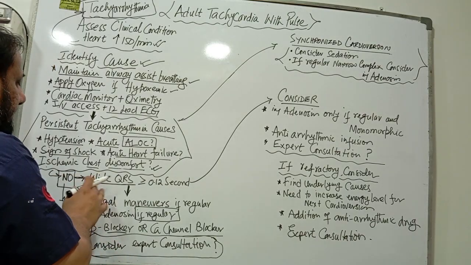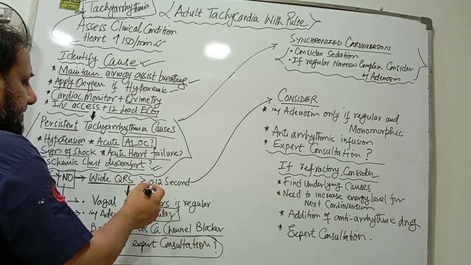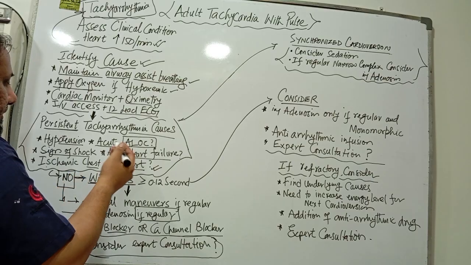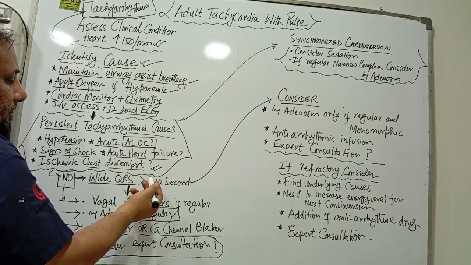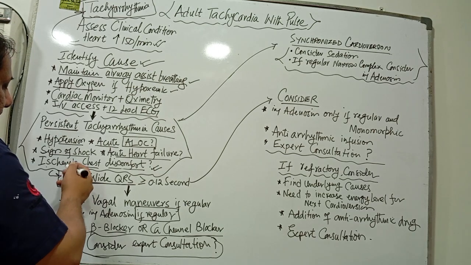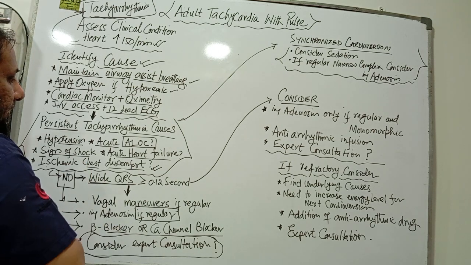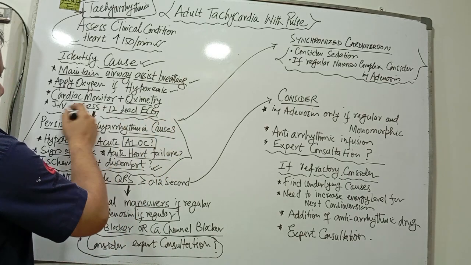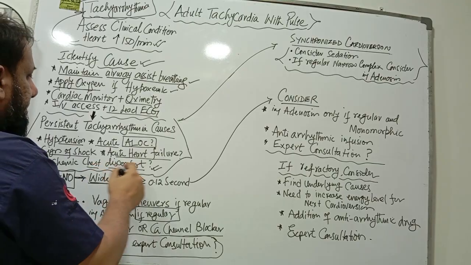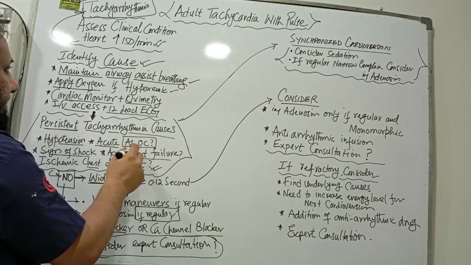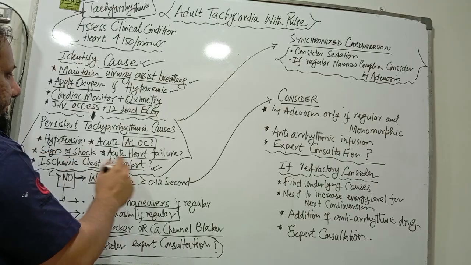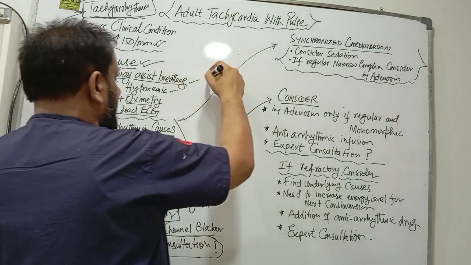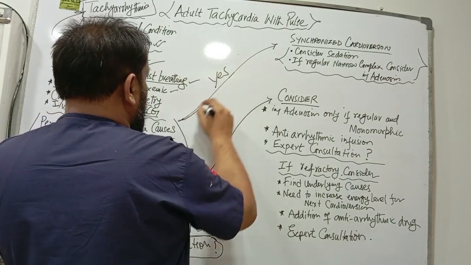This is for if the wide QRS complex is less than 0.12 second, or persistent tachycardia, 0.12. If no, you will do it. If you find out the cause from here, such as the patient is hypotensive, these are things. So what you will do, if any cause is present here?